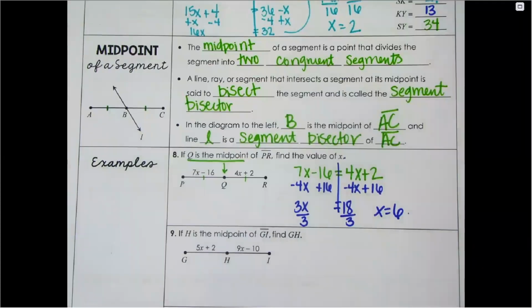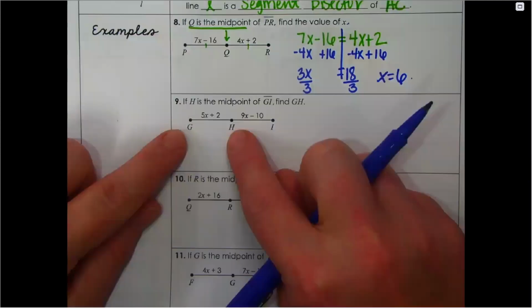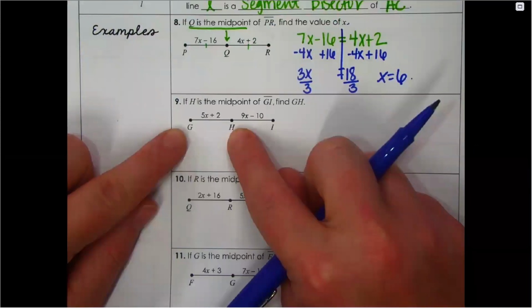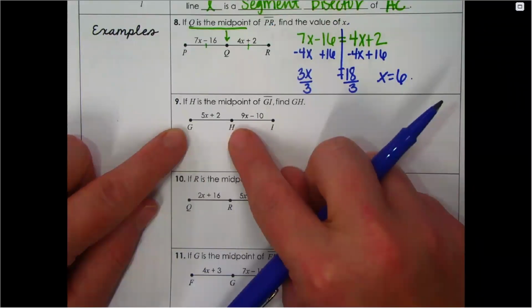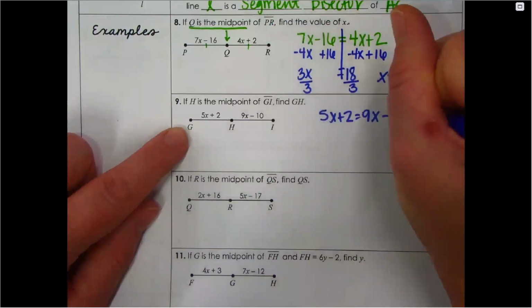Number 9 says, if H is the midpoint of GI, find GH. So they want us to find the specific measurement of GH. How are we going to do that? Solve for x, and then plug it back in. You got it. I'm not going to talk that one out. I'm going to let you do it.